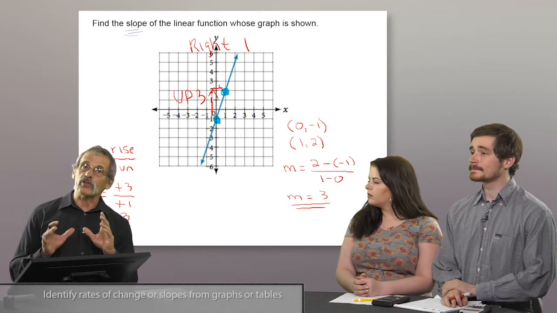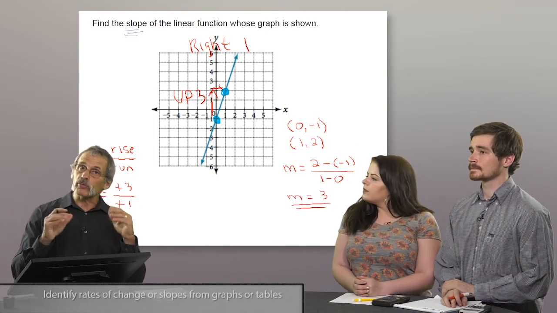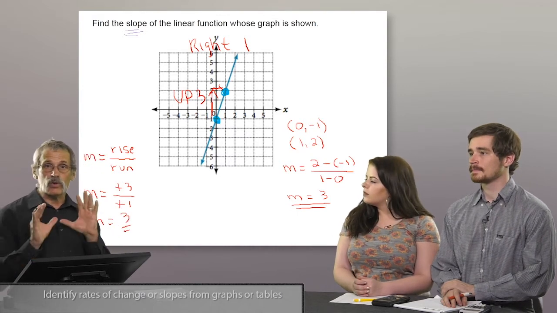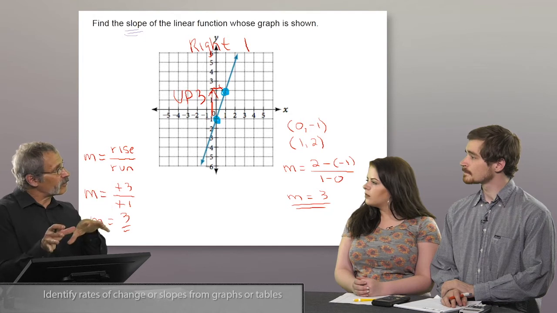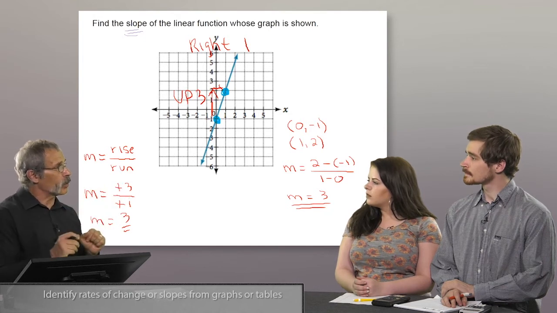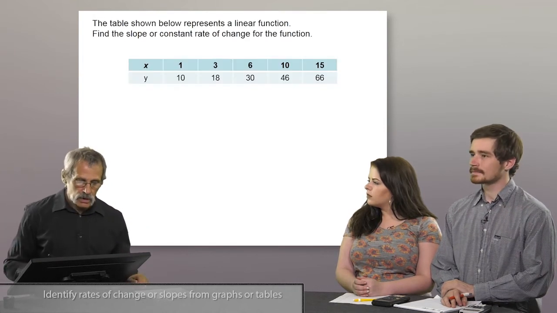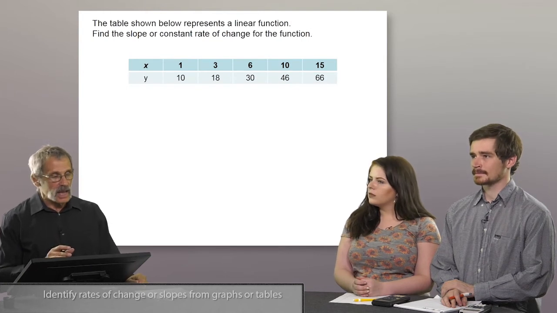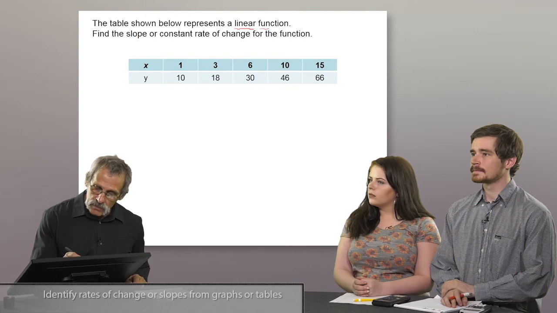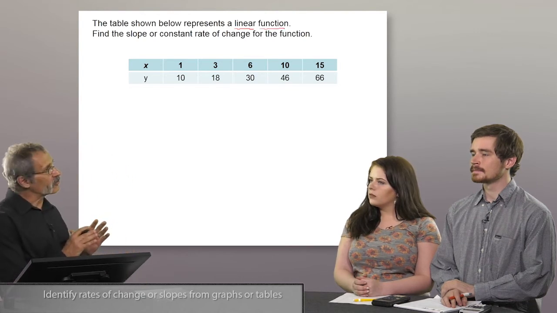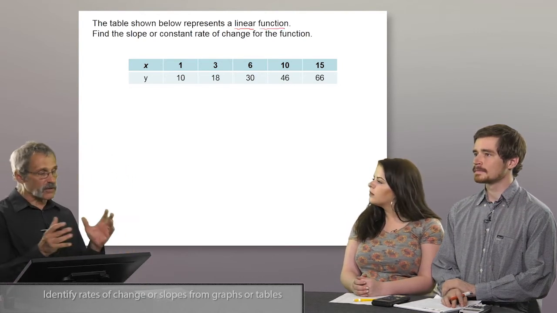Now the other way we want to be able to identify our slopes or constant rates of change is when we switch the form of the line. Instead of a graphical form, we're going to have a tabular form, a table. Here's a table in front of me, and it says the table shown does represent a linear function. It takes all the fun away. Find the slope or the constant rate of change for this function.